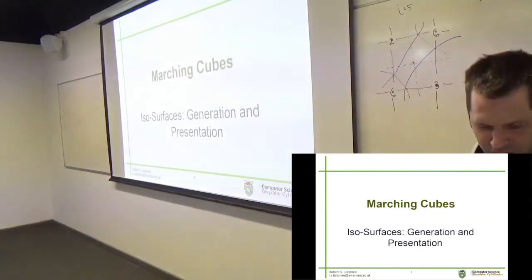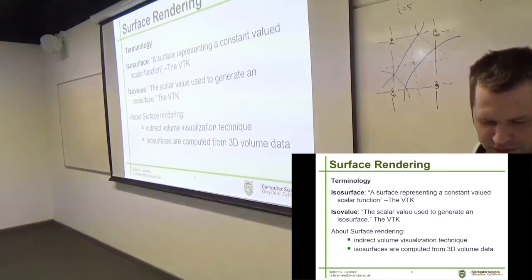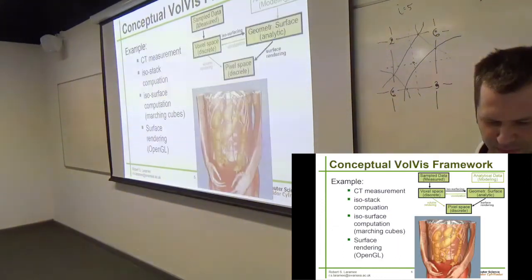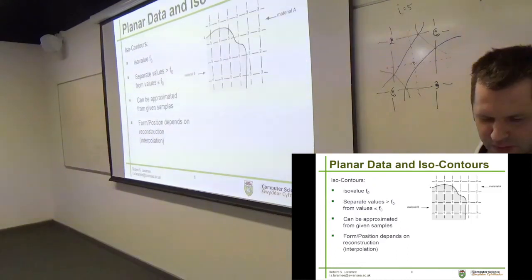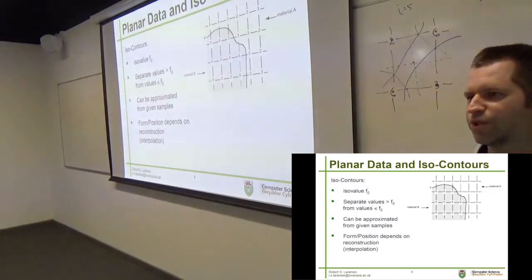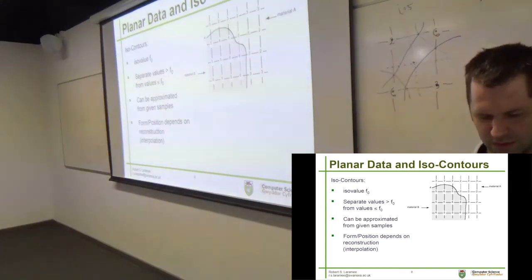So we're going to talk about marching cubes. We talked last time about what an isosurface is, what an iso value is. And we went over where we are on the volume visualization pipeline, for when we compute isosurfaces. There are some example isosurfaces. And then we talked about how to derive iso contours, which is the 2D version of marching cubes.